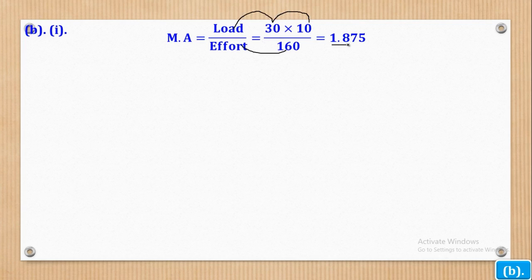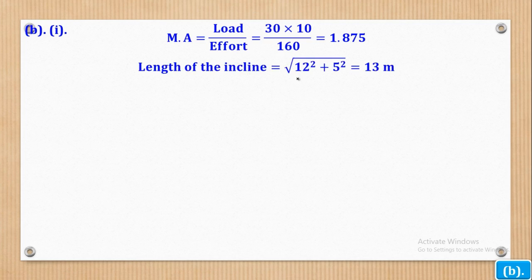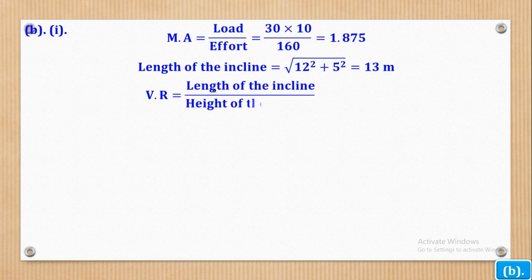So in the end, you should come up with the mechanical advantage as 1.875. The length of the incline will be got from Pythagoras theorem and will be 13 meters. Velocity ratio will be given by length of the incline over height of the incline. So length of the incline is 13, height was given as 5, which gives you 2.6.